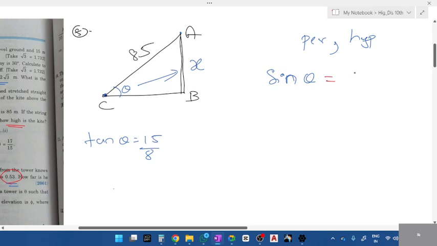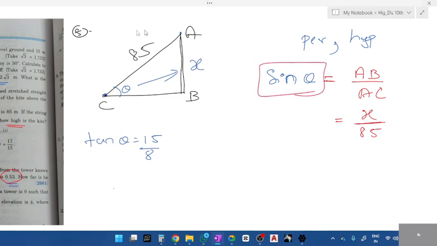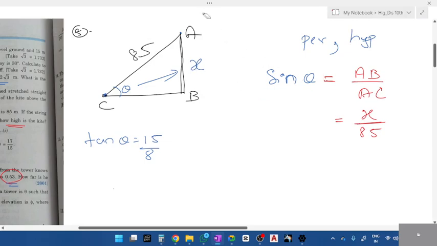Now tell me, what is sin theta? AB by BC? Concentrate here. What is the sine formula? Which is the hypotenuse? What's the value then? AB is. So if you want to find x, two values have to be given. Sin theta should be given and AC also should be given, right? Here only AC we have, students. Sin theta we have to take from this tan theta.